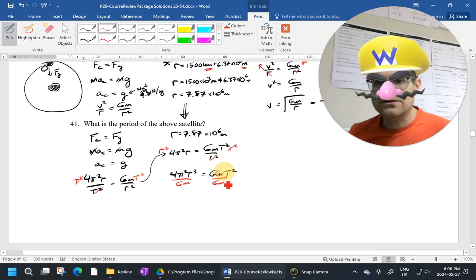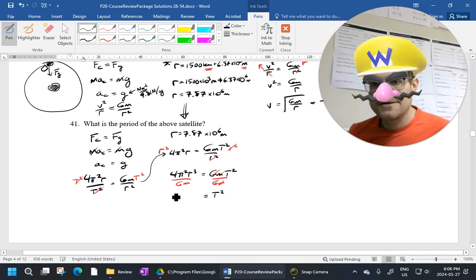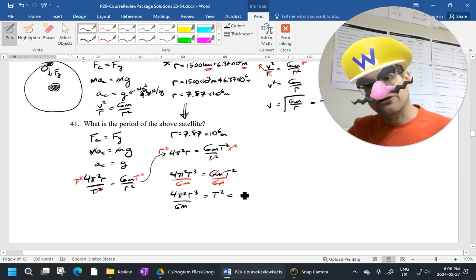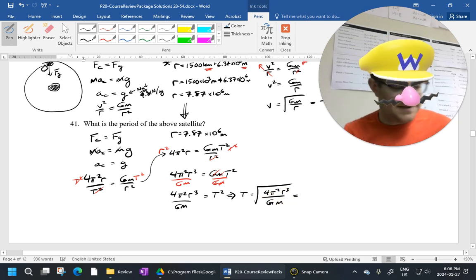Cross off the g's, cross off the m's. Okay, so we get T squared. So we go 4 pi squared r cubed over GM. Much larger looking formula there. Now I just have to remember that T is going to have to be the square root of all of this stuff here. All right.